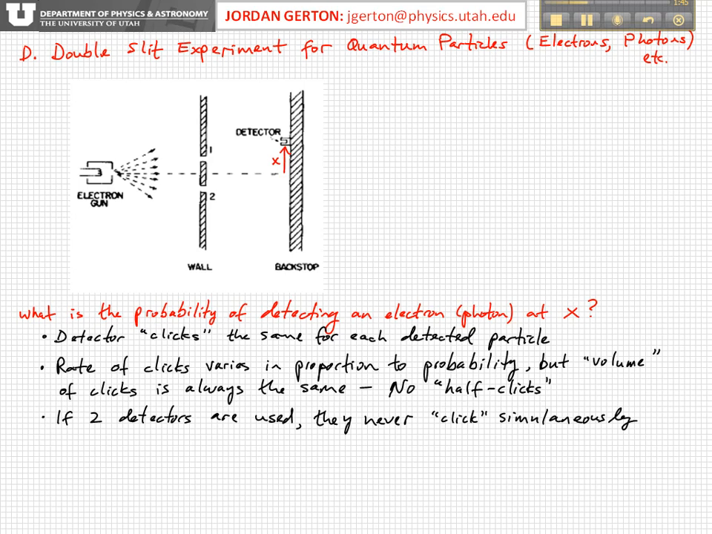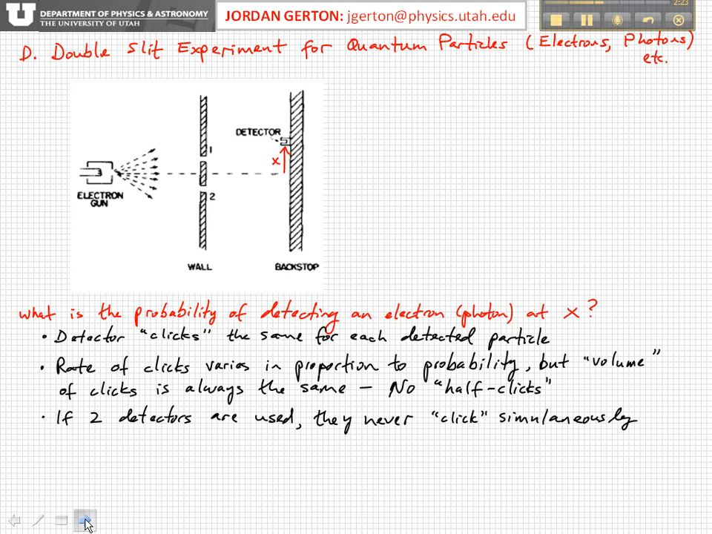And also, if we were to use two detectors, putting two detectors here, no matter where we put them with respect to each other, they would never click simultaneously, as long as we ensured that the electron gun didn't put out two electrons at the same time. So under those circumstances, we would never detect two clicks at the same time.